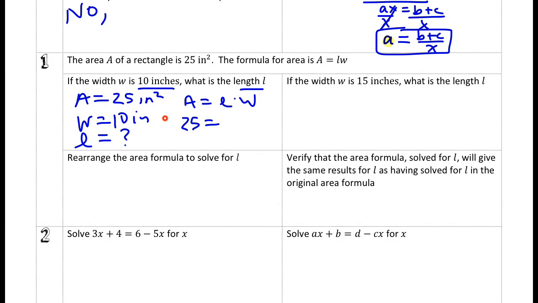And the width is 10 inches, so instead of the width, I'm going to write 10. And the length is what we don't know, so I'm just going to leave it as the length. Okay, if I wanted to solve this problem, the variable's right here. I need to get it by itself, so I need to get rid of this 10 by dividing. And when I do that, I should find that the length equals 2.5.